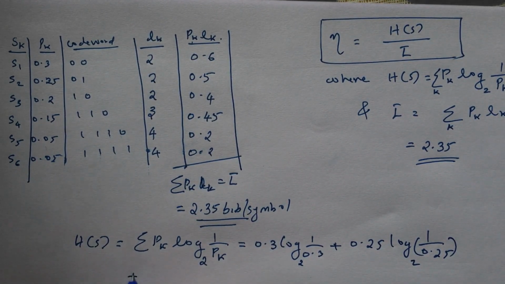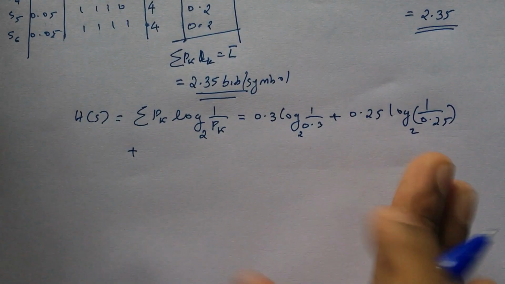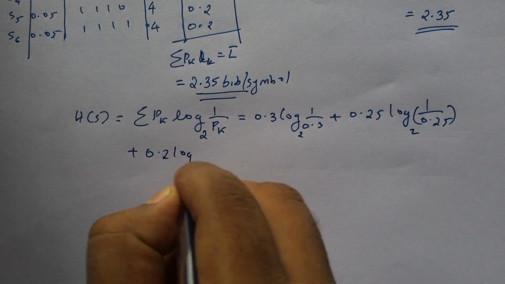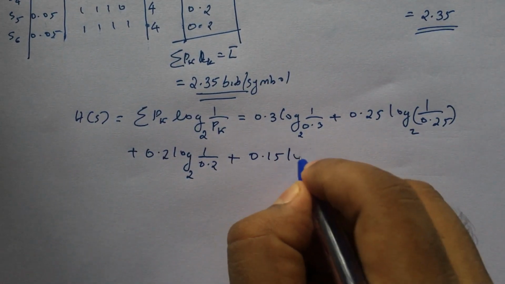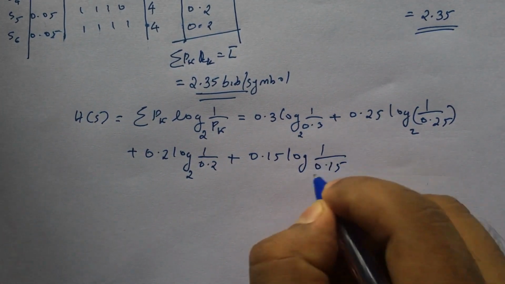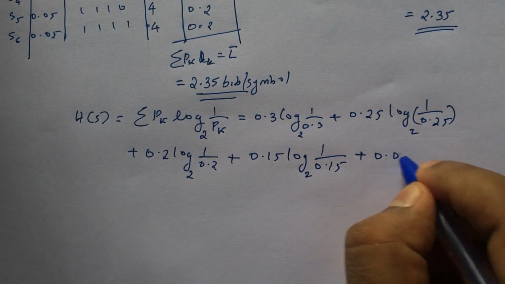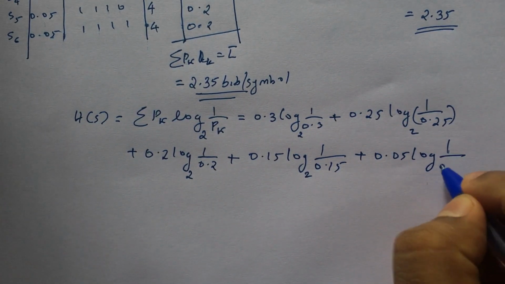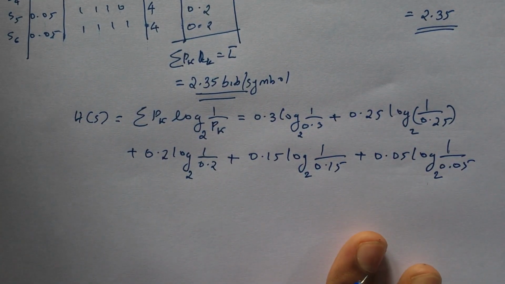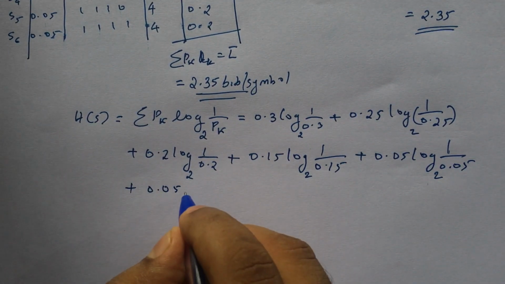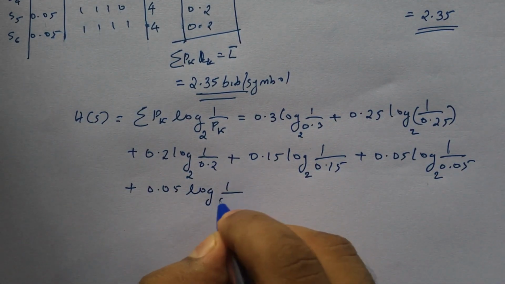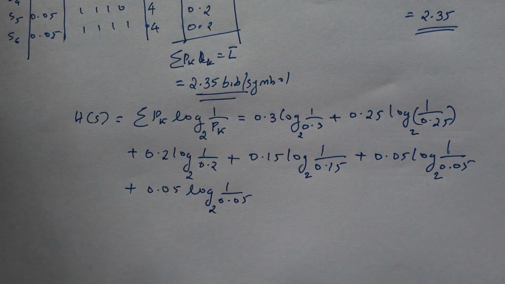Next probability is 0.2, so it is 0.2 log 1 by 0.2 to the base 2 plus next is 0.15 log 1 by 0.15 to the base 2 plus next is 0.05 log 1 by 0.05 to the base 2 and plus the last probability is 0.05 log 1 by 0.05 to the base 2. Now I need to evaluate this using a scientific calculator.